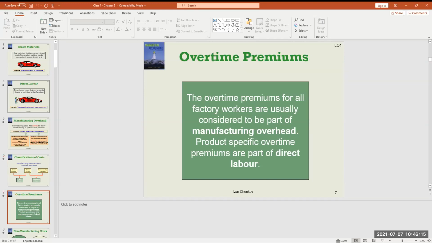Overtime premium. How are we going to treat the overtime? The overtime is the time that somebody works on the product above the regular time. For the purpose of this course, we're going to treat it as manufacturing overhead. It goes directly to the manufacturing overhead.